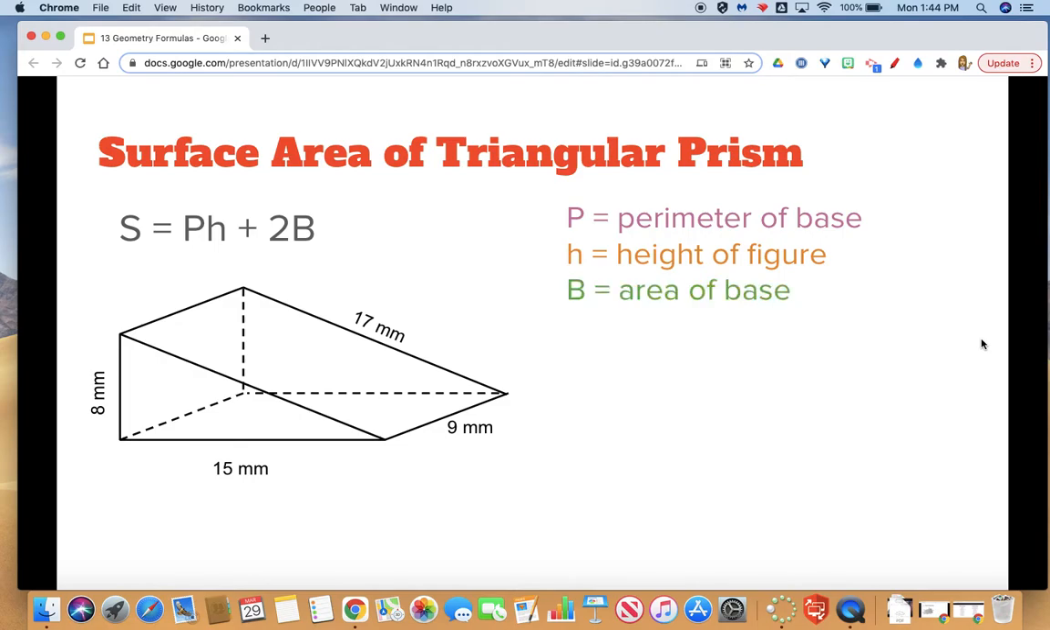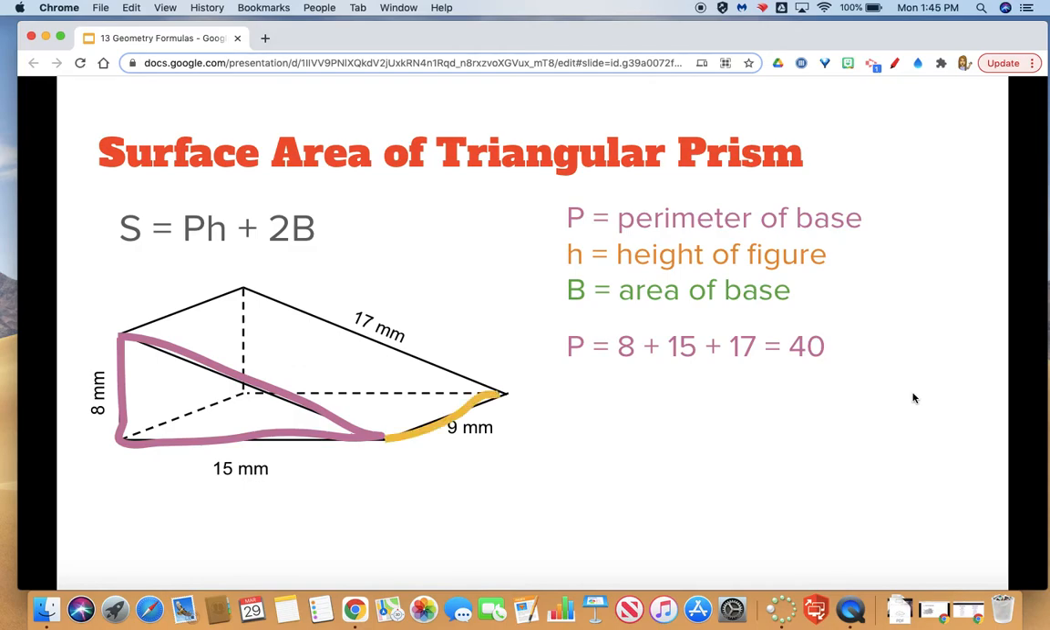You do not have the luxury of picking your base on this prism. You need to use the triangles for your bases because those are the only 2 polygons that are parallel and congruent here. Let's start by finding the perimeter of that triangle. I have 15, 17, and 8 as my 3 side lengths. So to find perimeter, I add those together to get 40.